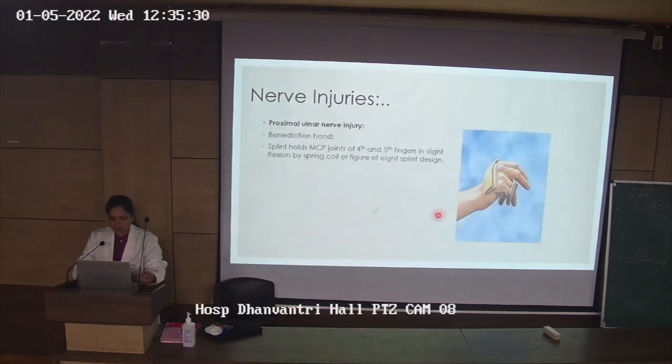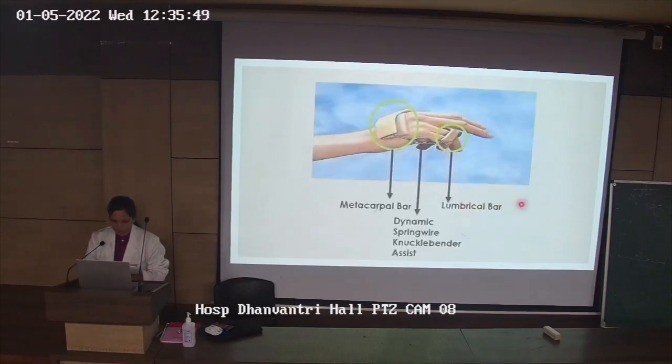Then the proximal ulnar nerve injury. Mainly in ulnar nerve injury we see the benediction hand. The splint holds the metacarpophalangeal joint of the fourth and fifth finger in slight flexion with a spring coil, in the figure of 8 splint design. Here we have a metacarpal bar, then the dynamic spring or knuckle bender assist, which helps in the flexion of the MCP joint, and these are the lumbrical bars.